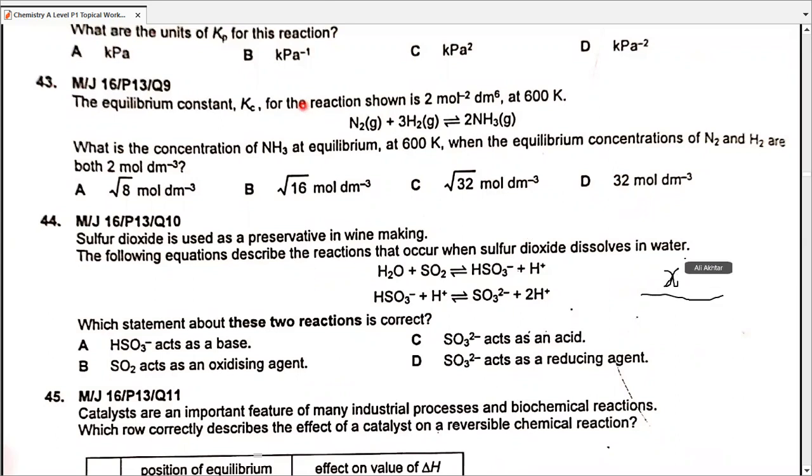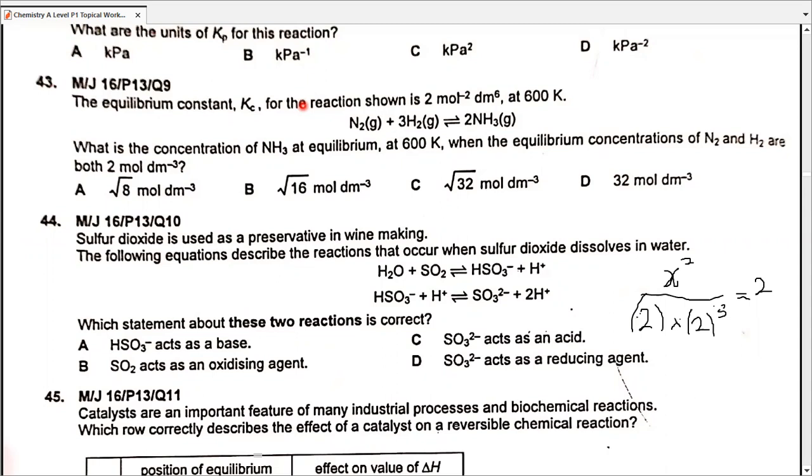X square on top, supposing. Right. And then they gave us a concentration, so 2 multiplied by 2 cube because the coefficient is 3. And Kc, as it is unaffected, will still be 2. So we just get 32 is equal to x square, and then x is equal to square root 32. Perfect. Okay.